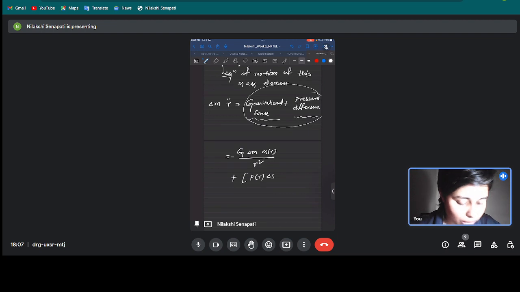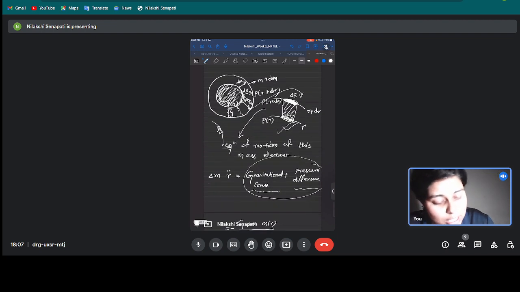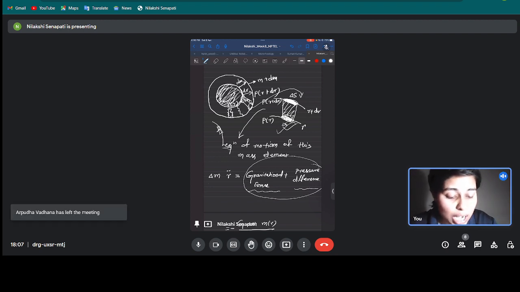And now the pressure difference is nothing but P(r) delta s, whatever is there, minus P(r plus dr) into delta s.